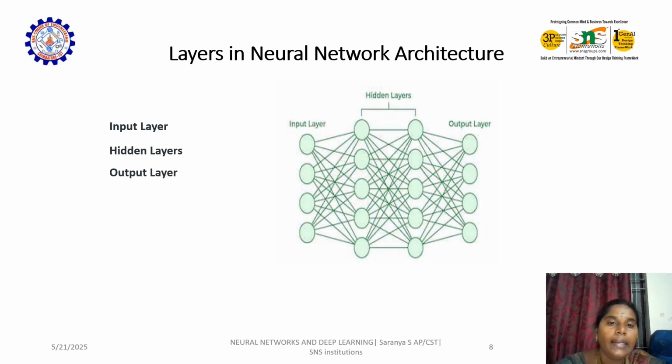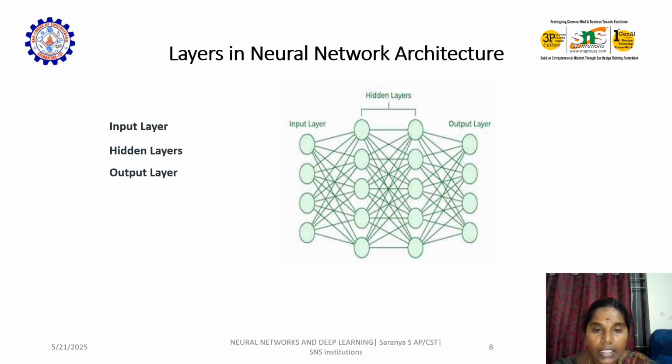The next one is the layers in the neural network architecture. There are three types of layers in the neural network architecture: the input layer, hidden layers, and output layers. The input layer is where the network receives the input data. Each input neuron in the layer corresponds to a feature in the input data.